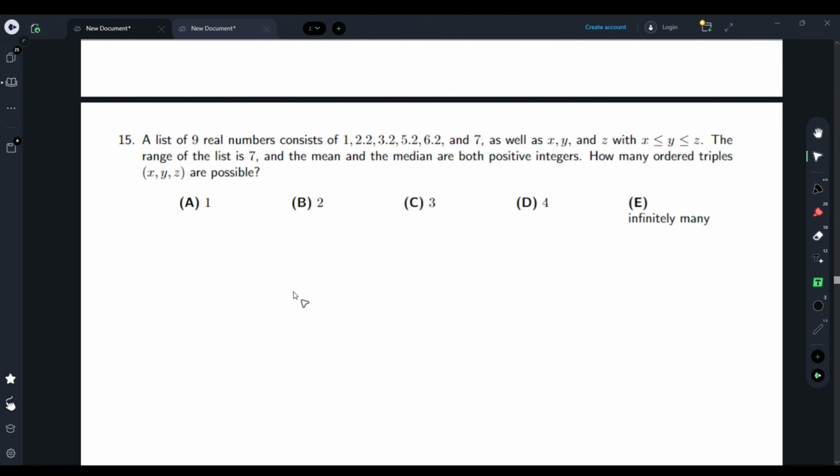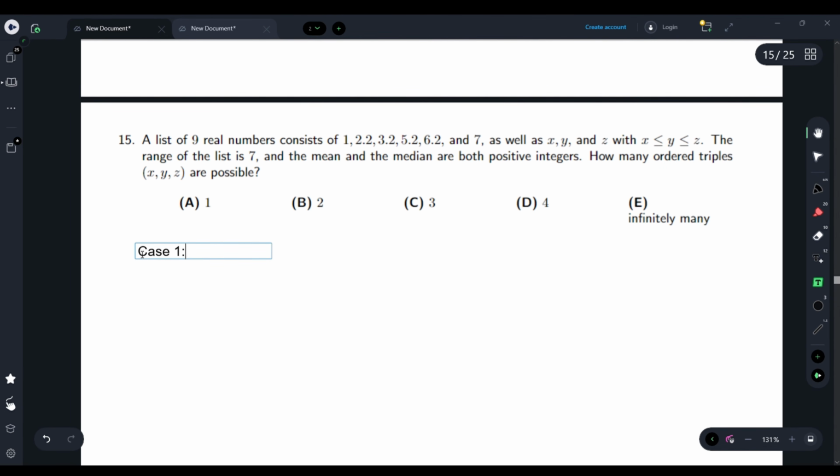So number 15. A list of 9 real numbers consists of 1, 2.2, 3.2, 5.2, 6.2, and 7, as well as x, y, and z with x less than or equal to y less than or equal to z. The range of the list is 7, and the mean and the median are both positive integers. How many ordered triples x, y, z are possible? So the range is 7, and we can do casework on that.